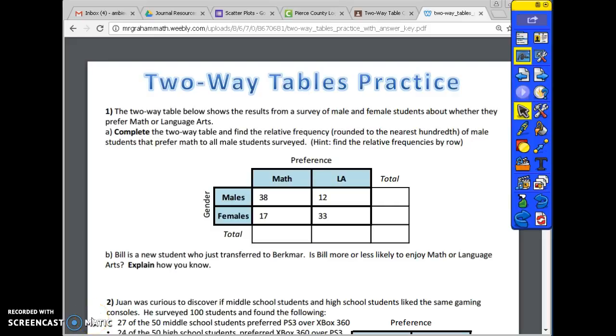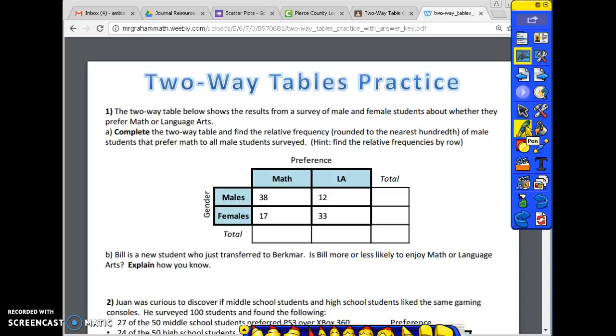Two-way tables practice. Number 1. The two-way table below shows the results from a survey of female and male students about whether or not they prefer math or language arts. Complete the two-way table and find the relative frequency to the nearest hundredth of male students that prefer math to all male students surveyed. Hint: find the relative frequencies by row.